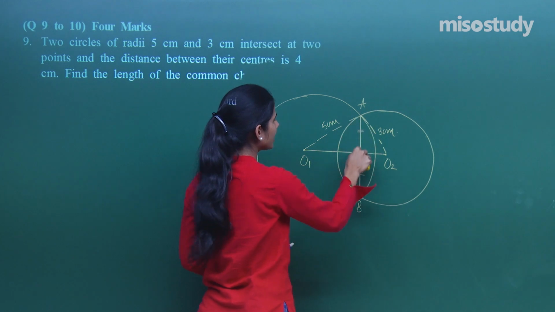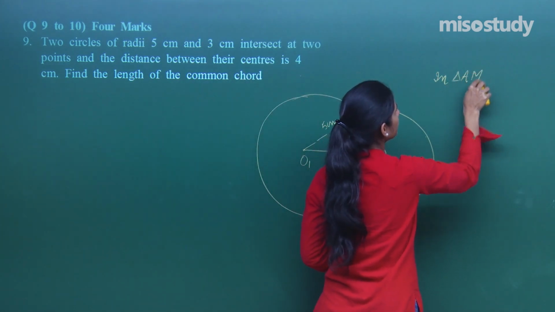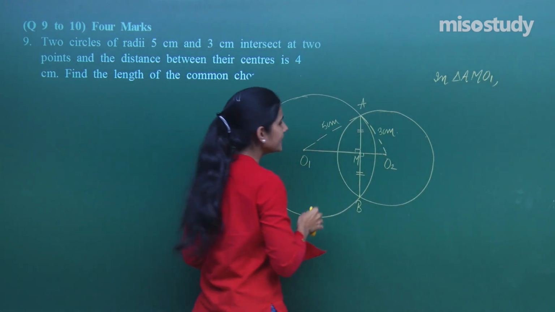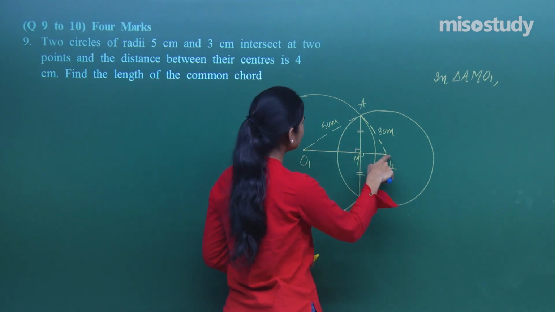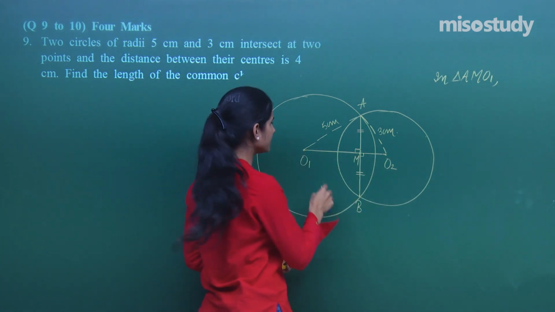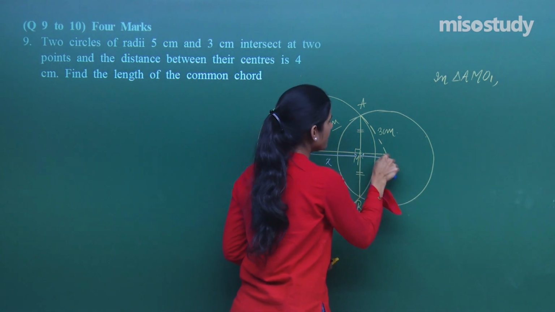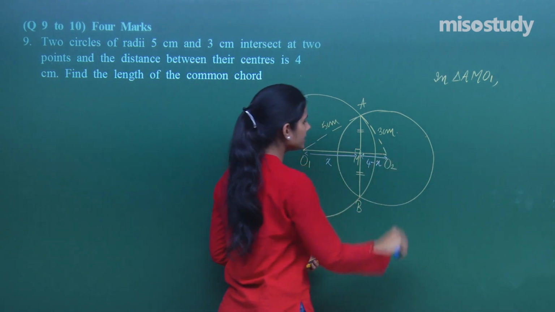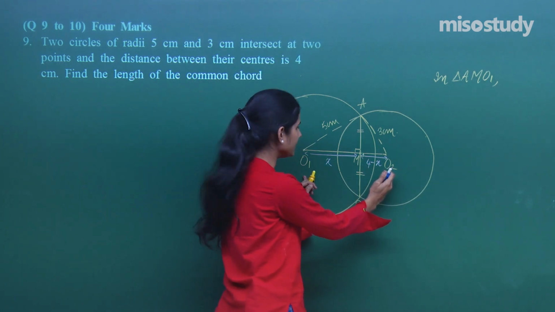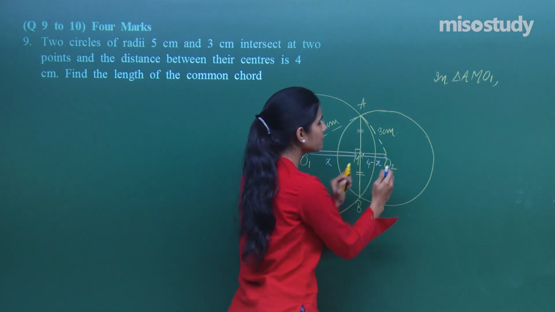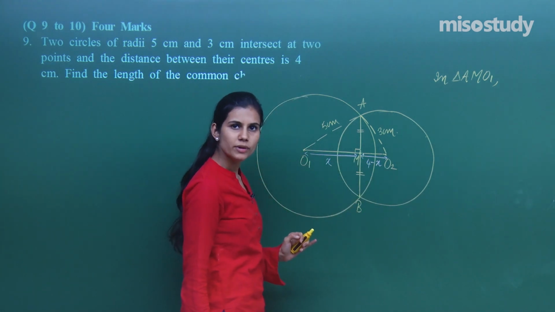If I talk about the triangle AMO1, this is a right angle triangle. I just told you this is 90 degrees. Now what you are given is that the distance between the centers is 4 centimeters. If this I take as x centimeters, then MO2 will be 4 minus x centimeters, because between O1 and O2 the entire distance is 4 centimeters. So between O1 and M, if it is x, here it will be 4 minus x. So 4 minus x plus x gives me the entire distance between O1 and O2 as 4.